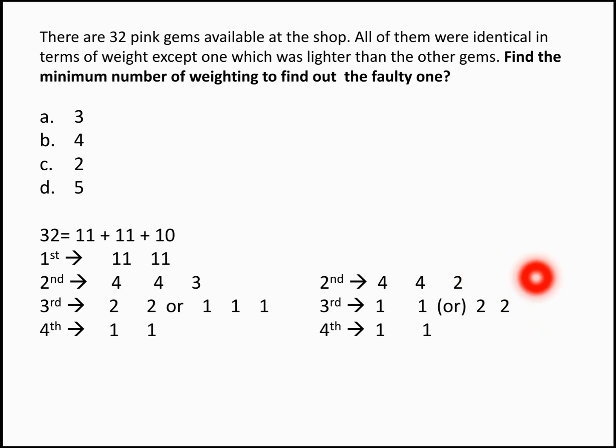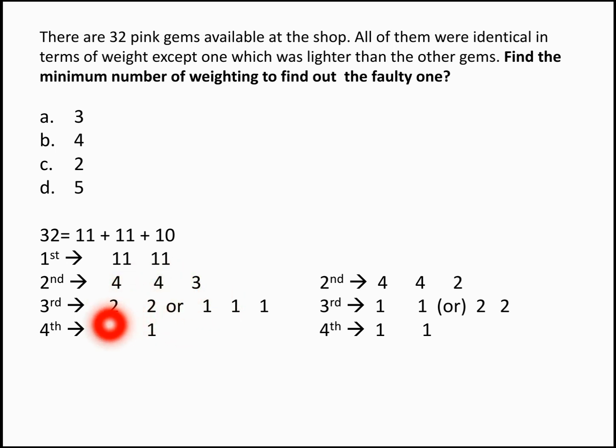as 2 and 2, and the one which is again weighing lighter is taken as 1 and 1, and finally found the faulty one. Yes, now if this 11 and 11 weighs, one weighs lesser than the other, then definitely the lighter one is having the faulty one, isn't it? So having split that 11 as 4, 4 and 3, the same logic is applied.